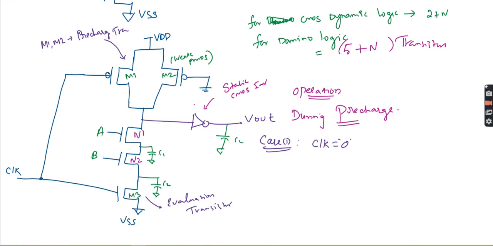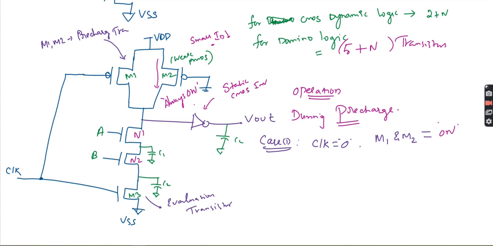Okay. Now, when clock is equal to 0, what will happen? M2 is always on, so make a note. M2 is always on actually, in the sense that it is a very weak PMOS, so a very small amount of current will flow in this place, right? M1. So M1, M2 will be on.